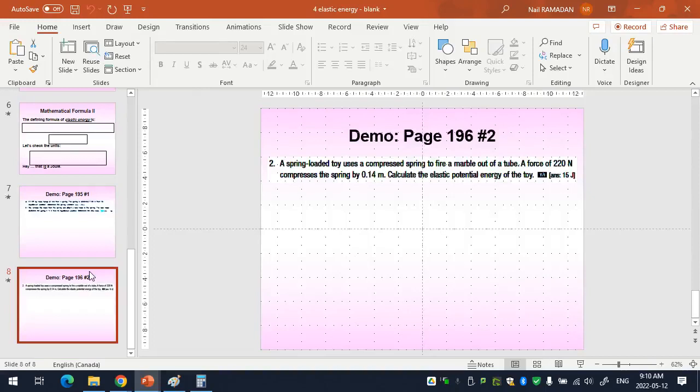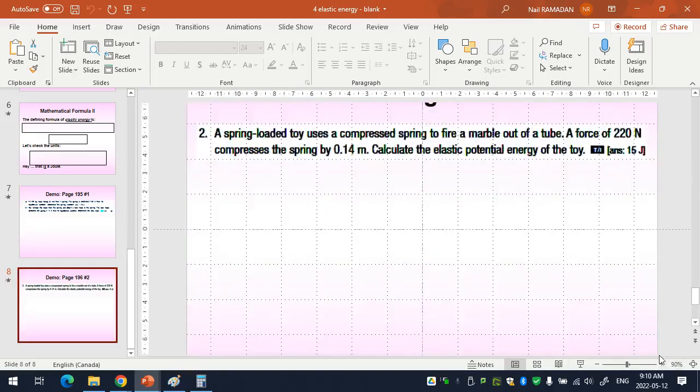Okay, a spring-loaded toy uses a compressed spring to fire a marble out of a tube. So you compress and then you let go, and the energy stored in the spring fires it. A force of 220 newtons compresses the spring by 0.14 meters. The question is, how much energy is stored in the toy spring?